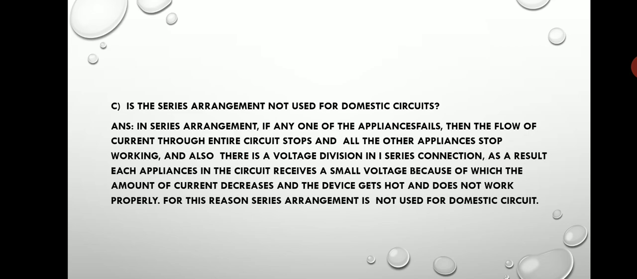One is that since all these are connected in series, if one fails or is switched off, the current will not flow in all the other appliances, and ultimately the appliances will not work. And the second reason is that there will be a division of voltage, and due to this very little voltage is received by the other appliances, and because of this the current also decreases, and finally the device gets hot and does not work. And this question is important.